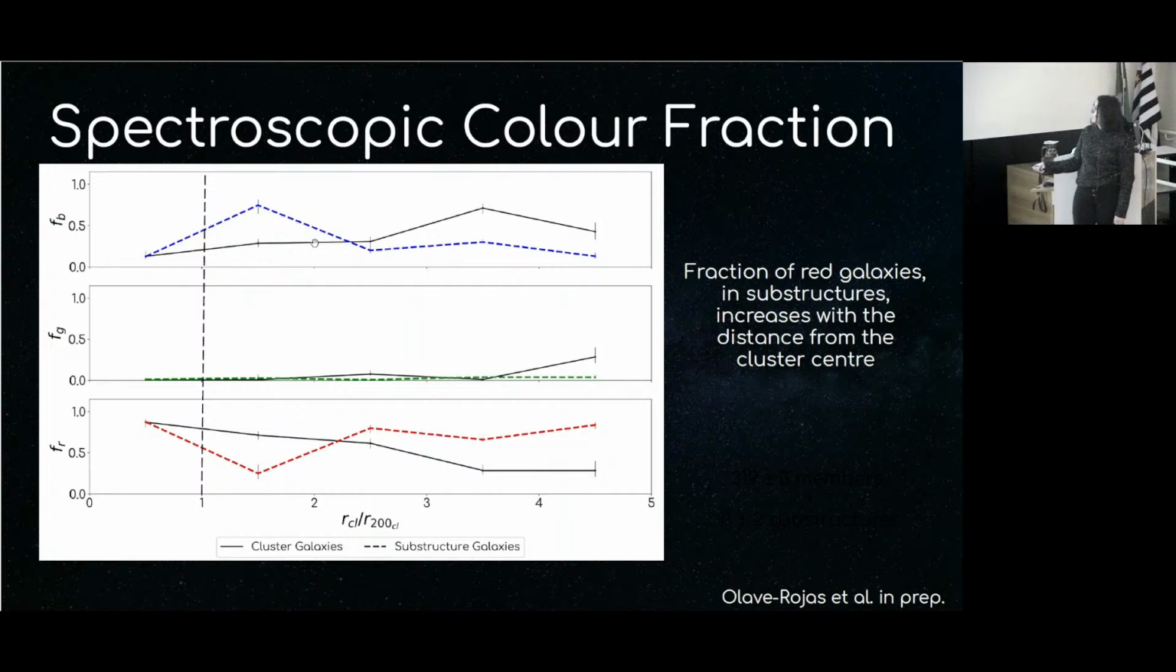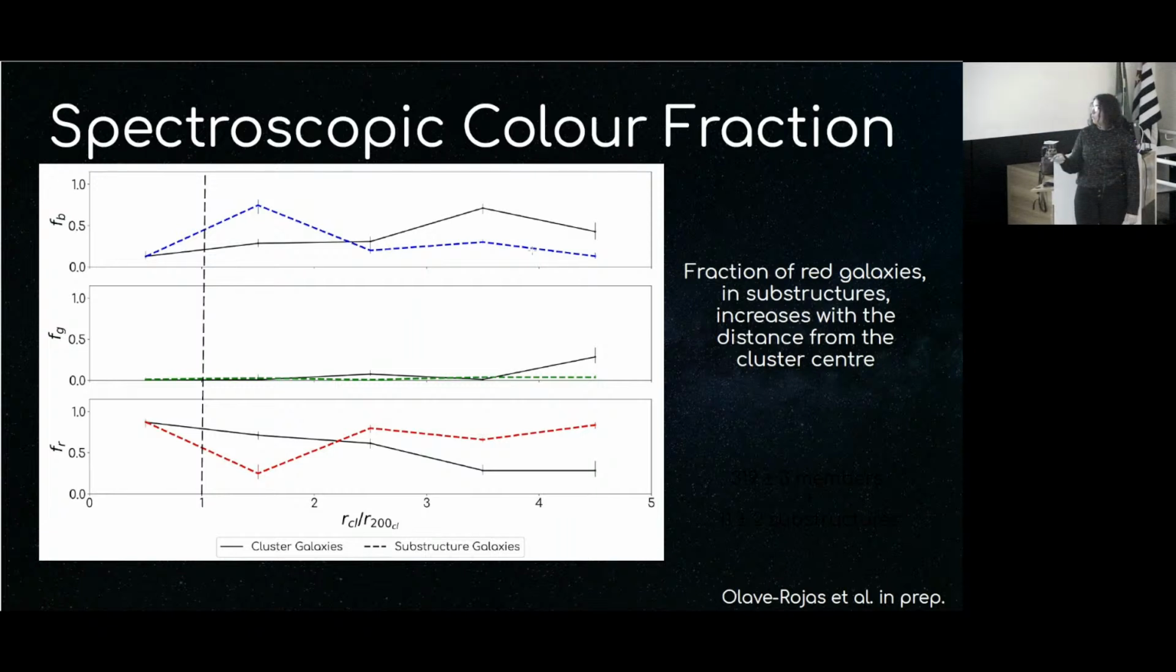And as you can see, the fraction of red galaxies in the outer region of galaxy clusters is higher in substructure than in the galaxy cluster. And also the fraction of blue galaxies in outer substructure is higher than in the cluster. And this could be due to the environment, in this case substructure, playing a role in quenching the star formation of galaxies, traced by the colors.